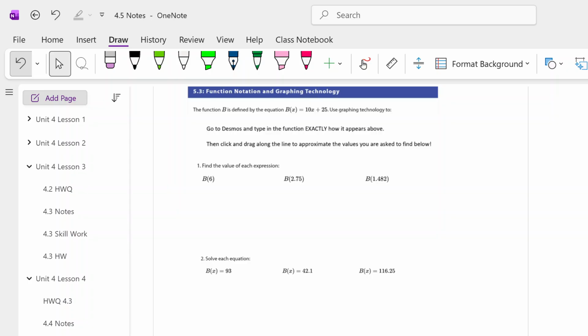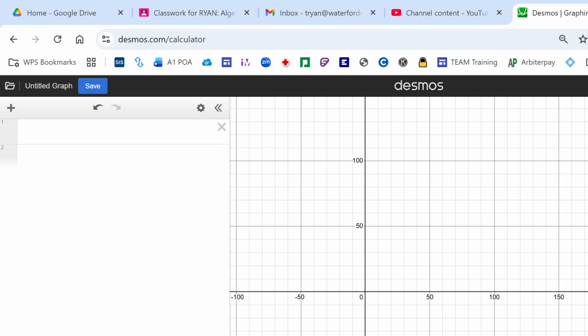So we're going to use this same function, the b of x equals 10x plus 25. We're going to go to Desmos, type it exactly as it appears, and then use this exact notation, which we've done before when it comes to Desmos. We're going to type these in, and we're going to look for those answers in those gray boxes below. Okay, so we're going to go here to Desmos.